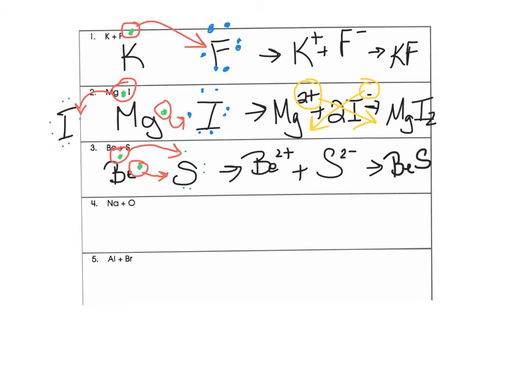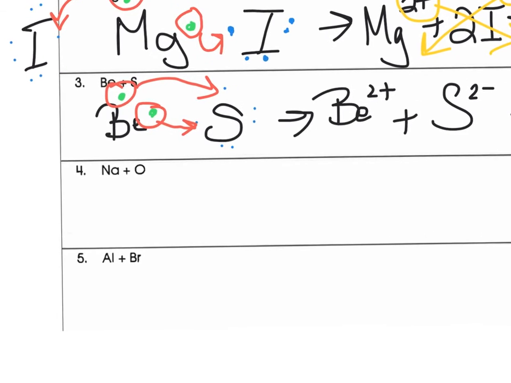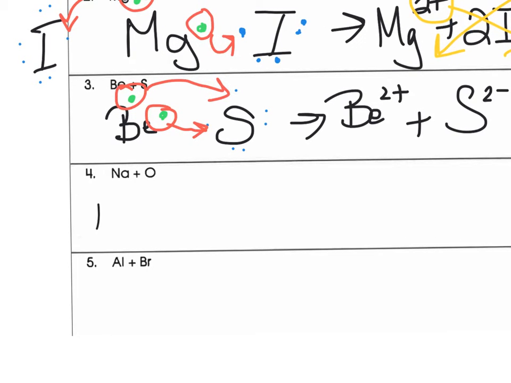We have sodium and oxygen. So sodium, he's in group 1, and he has a single valence electron. Oxygen is in group 16, just like sulfur was. So he also has 6 valence electrons.